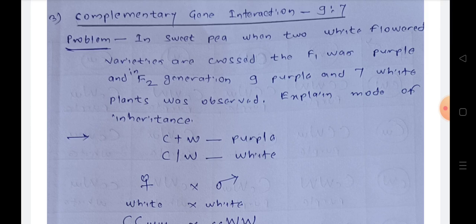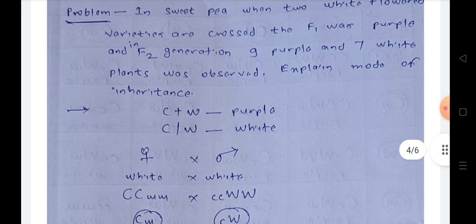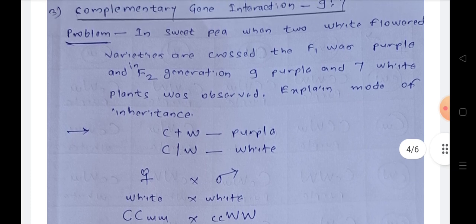The third type of problem is gene interaction. In the case of gene interaction, suppose complementary gene interaction, the ratio will be 9:7. It is a type of gene interaction in which, when two dominant genes are present together, they produce a different phenotype than their own, and when they are present either singly, they have the same phenotypic effect. This is the condition. An example is given in sweet pea.